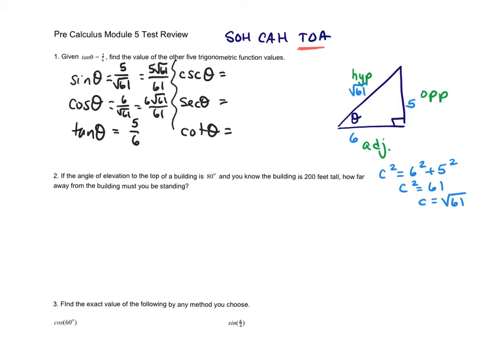And then our other 3, remember, are just the reciprocals. They're just the flips. So if I flip 5 over radical 61, I get radical 61 over 5. Same thing for cosine. I'll get radical 61 over 6. And for cotangent, I'll get 6 over 5. So really important to remember which functions are co-functions, reciprocal functions, which was other ones in these ratios.